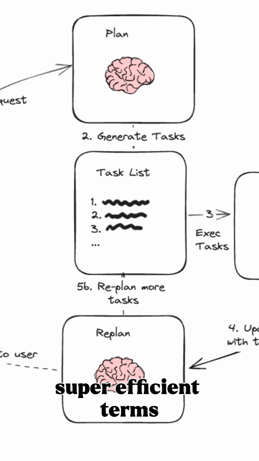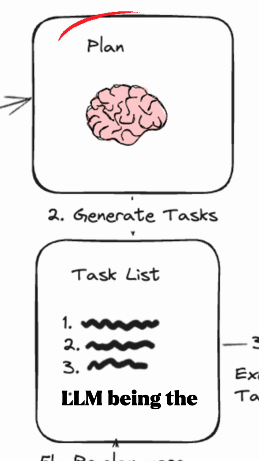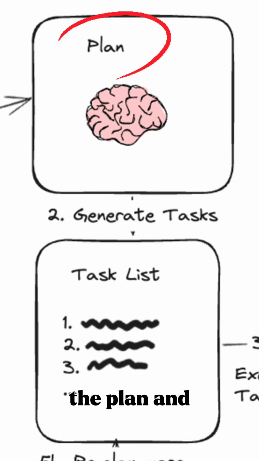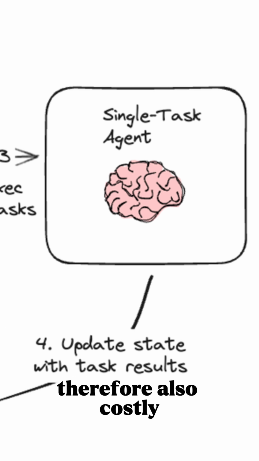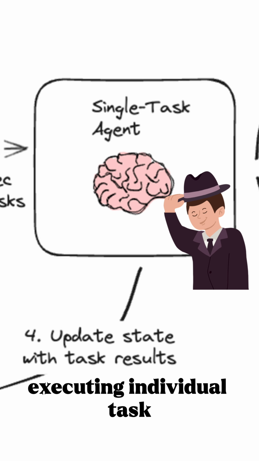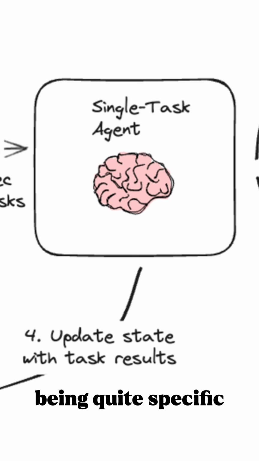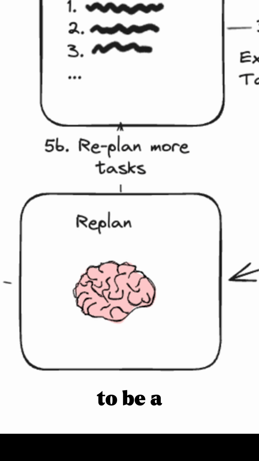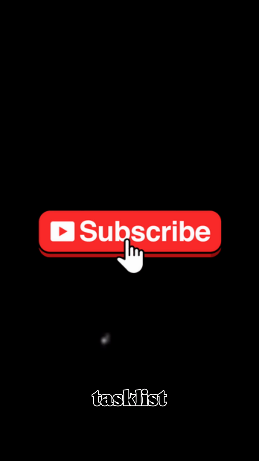But this is also super efficient in that you can have a quite powerful LLM being the planner. This is the part of the plan and execute framework which needs to be done by a quite powerful and large LLM, which is therefore also quite costly. Then the agent executing individual tasks can be quite small, being quite specific for the certain task. But again, the replanner also needs to be a large LLM, which has the cognitive capacity to evaluate whether we need to replan the original task list or not.